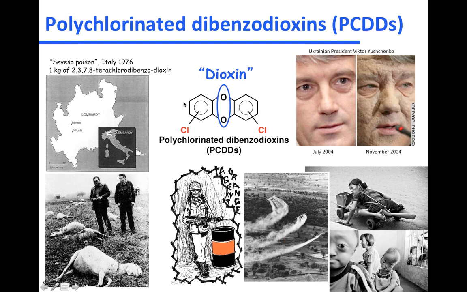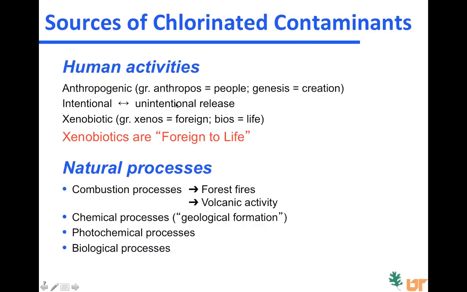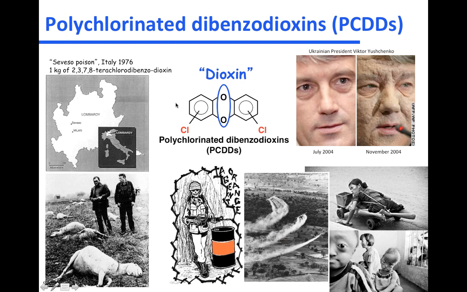So dioxin became infamous in Europe because of an accident in 1976 called the Seveso accident, and dioxin was also called at the time the Seveso poison. You see on the left, it had tremendous effect on the environment. It was an accident in a chemical company, and I'll show you exactly what happened on the next slide. But dioxins also were part of Agent Orange that was used as a defoliant, for instance, in the Vietnam War. And the consequences of that you can still see today in the bottom right.